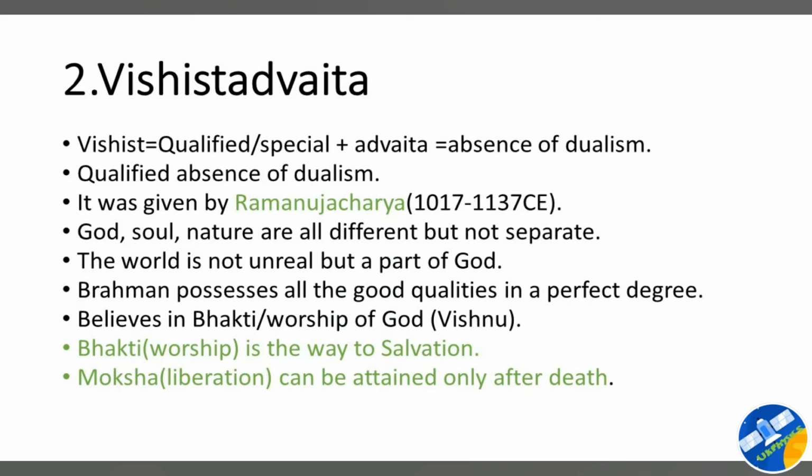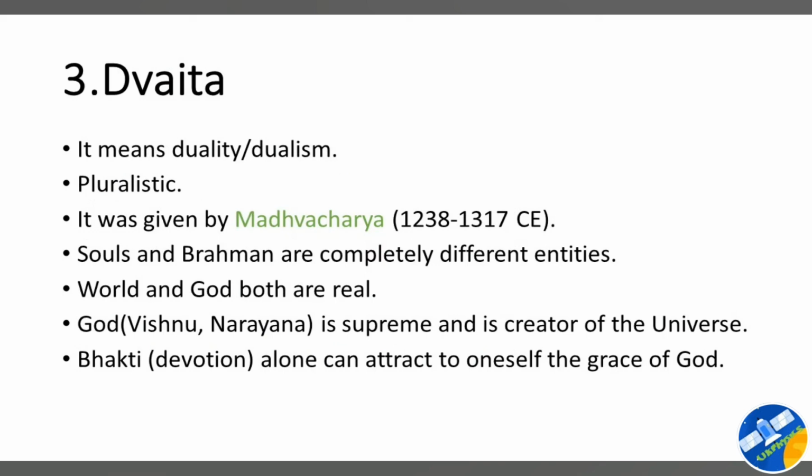Now moving to the third one, there is Dvait. Dvait means duality or dualism. Thus it is a pluralistic school. It was given by Madhvacharya. According to this school, soul and Brahman are completely different entities.